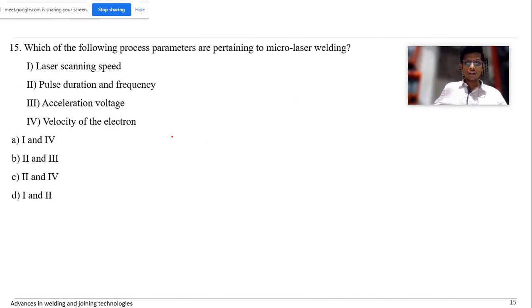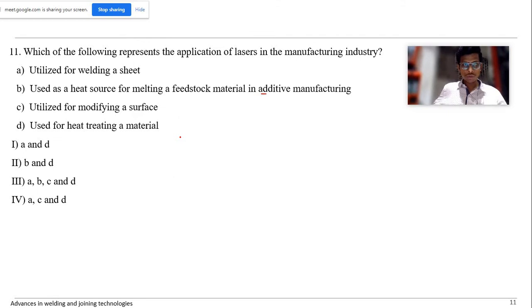Yeah. I said that I'll just give a few insights into additive manufacturing, right? Because in this question, it was like, which of the following represents the application of laser in the manufacturing industry? Use of heat source for melting feedstock material in additive manufacturing. I'll just give a few insights. I don't know whether you guys are understanding or not. Just so you get to know how welding, laser beam, electron beam welding, and arc welding are used in metal additive manufacturing, where a lot of scope is there.